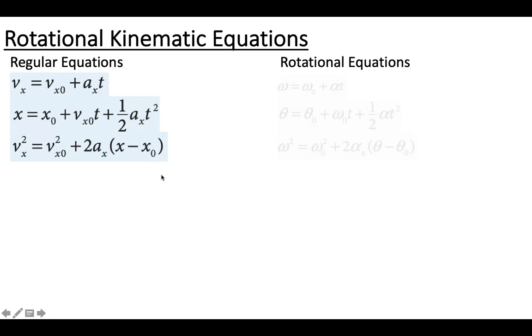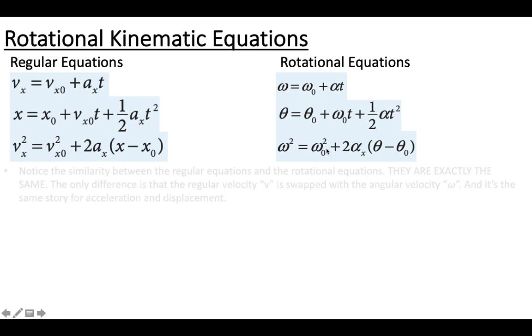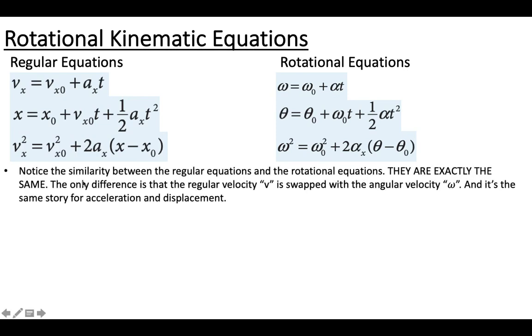Let's look at the rotational equations. Here they are. The thing I really want you to pay attention to is that they are super similar. In fact, they're pretty much exactly the same, except that our regular velocity v is now swapped with the omega, but it still means velocity. One's just going in a straight line, and this velocity is going in a circle. It goes the same for the acceleration and the displacement. This a is just swapped with the fancy a, and t stays the same. Time is time, that doesn't change.